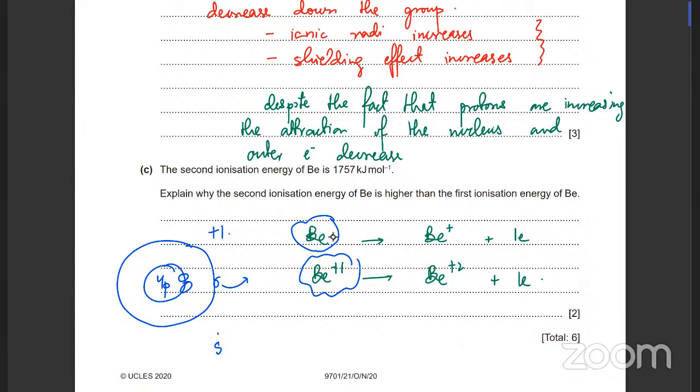I'll go through the points. The shielding is the same, right? So shielding same as well. The number of protons or the nuclear charge is the same as well, right? You had 4 protons, you still have 4 protons, right? Okay, what are the other factors?